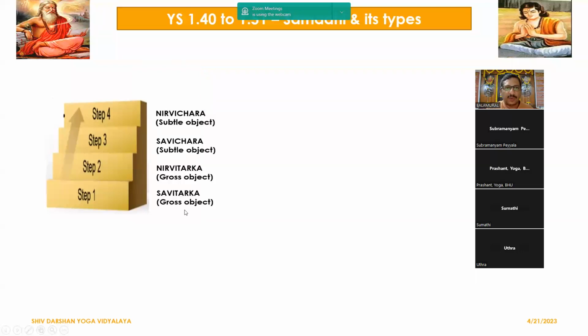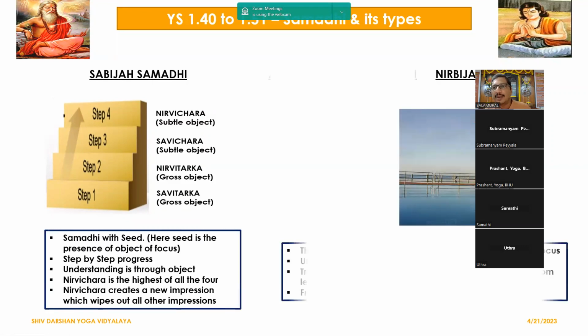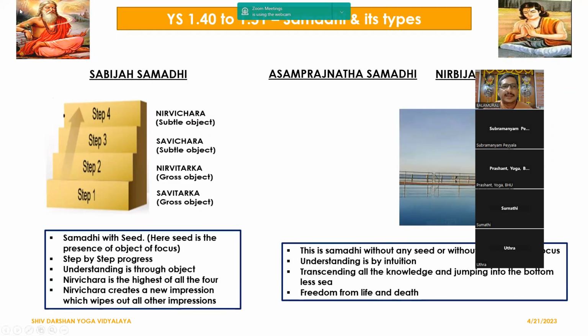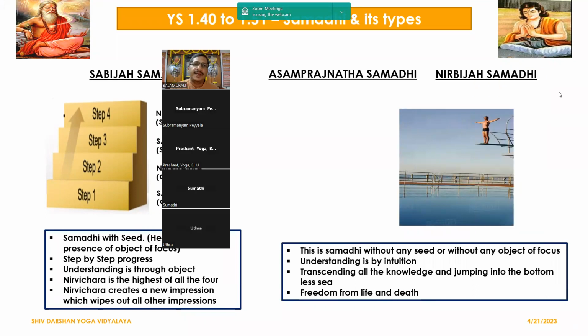Samadhi 1, 2, 3, 4: Savitarka, Nirvitarka, Savichara, Nirvichara. When you get experience, you get into a Samadhi called Asampragnata. The first is called Sabija or Sampragnata. The second is called Asampragnata. If you master Asampragnata, the final step is called Nirbija Samadhi. This is the complete dissolution. The person who reaches Nirbija Samadhi will not come back.